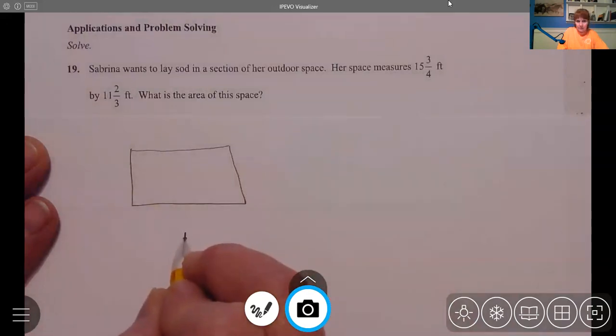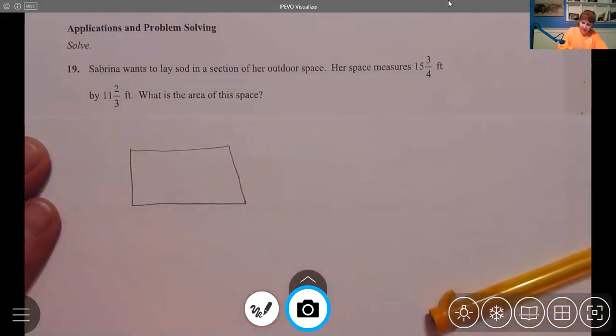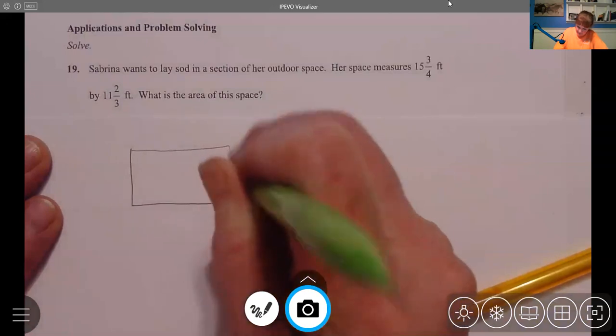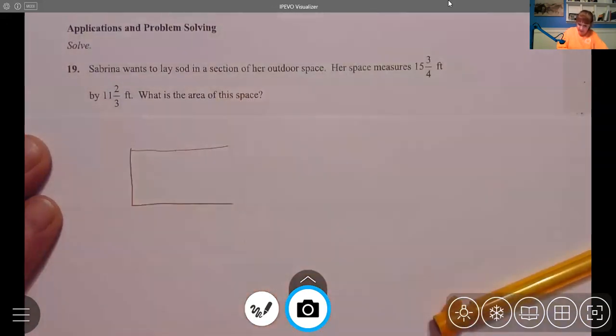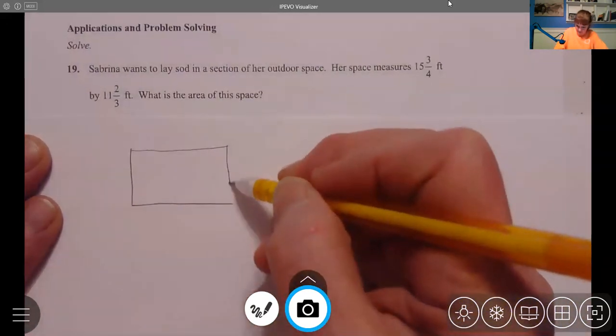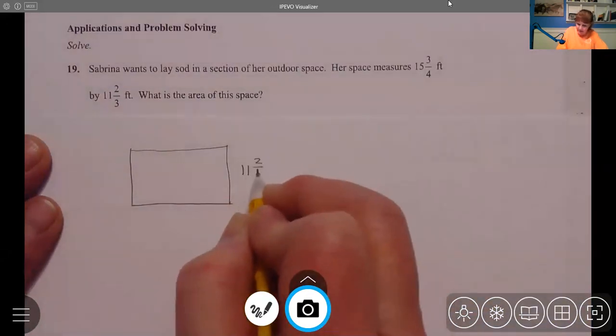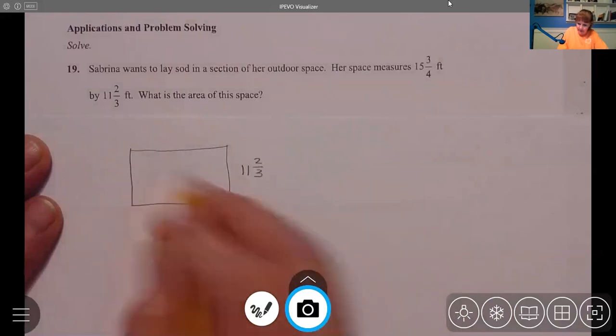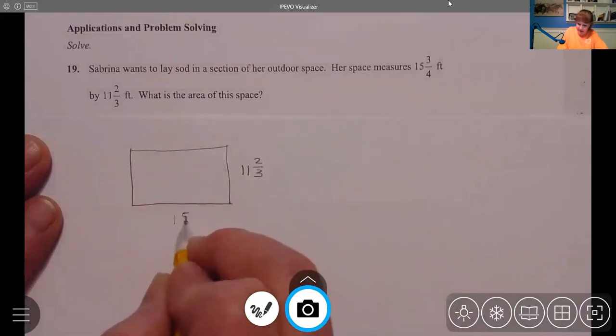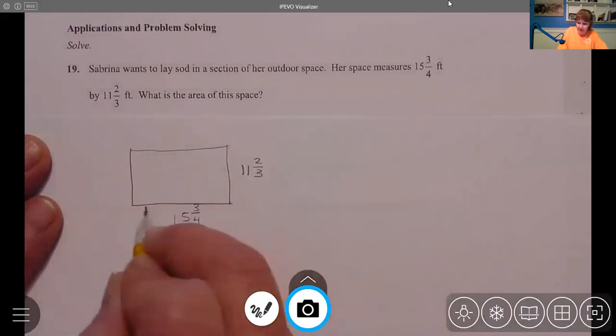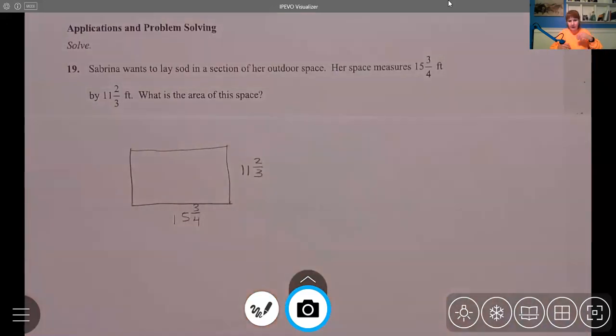So we've got to go straight down. That's better. All right, so here we have 11 2/3. It doesn't matter which side you put the 11 2/3 and the 15. I just thought I'd make it pictorially correct, so I put the longer number with the longer side.